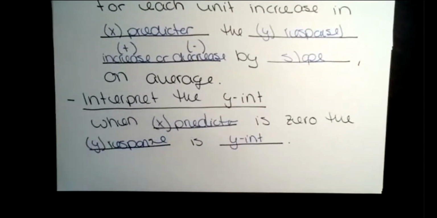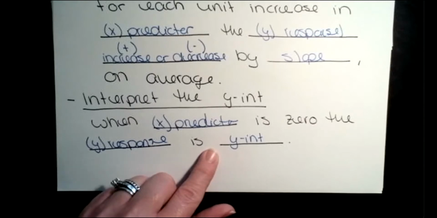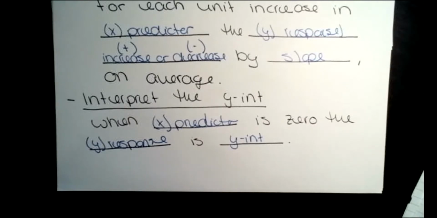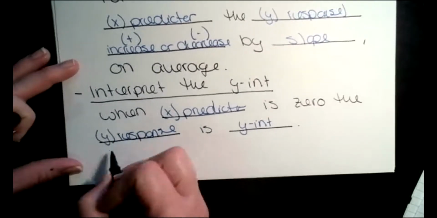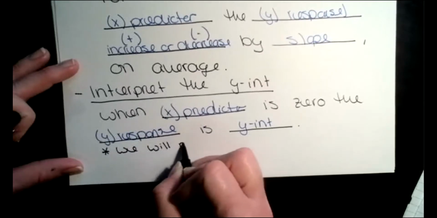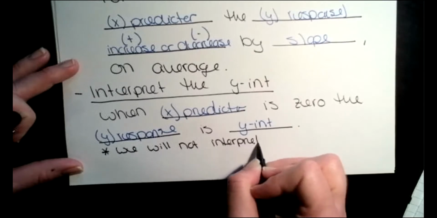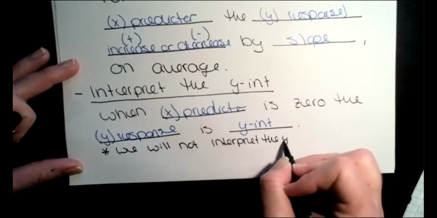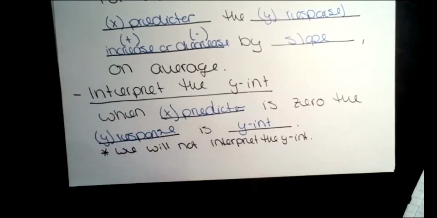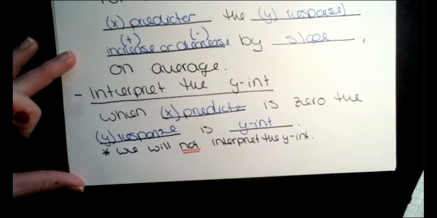It's pretty obvious. It's not anything crazy or different than what we would have done in algebra class or even in Stat 1. But we do have two situations where we won't do this. So let me just write this. We will not interpret the y-intercept, and we have two reasons where we will not.